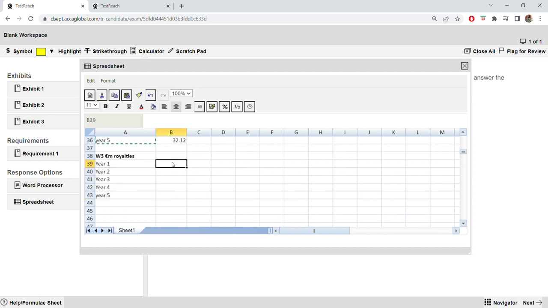Now for the royalty payments, what do you do? First of all, you need to understand, if you go to the paragraph about the royalty payment, which paragraph talks about royalty payments? Third. The 7th paragraph. Okay, the 7th paragraph talks about royalty.